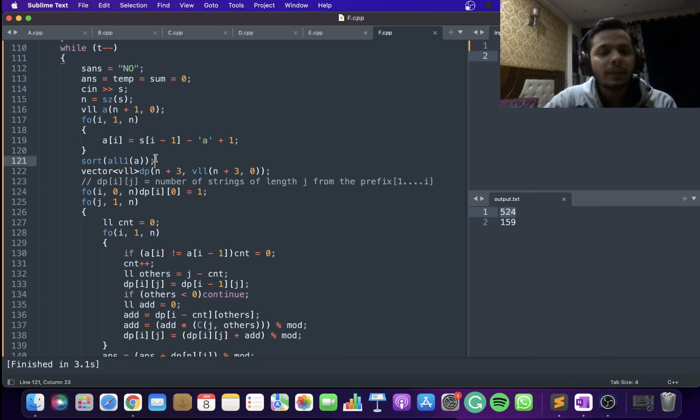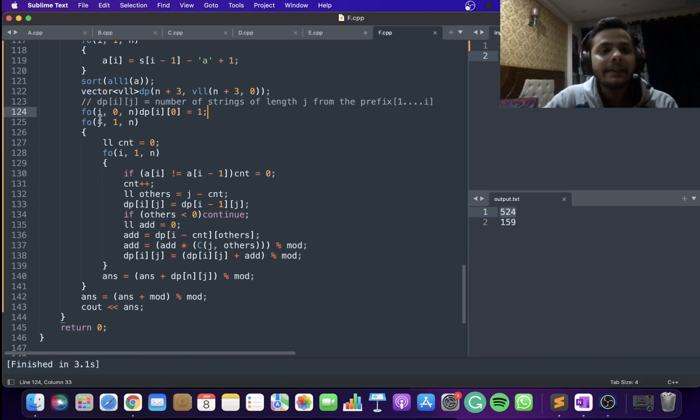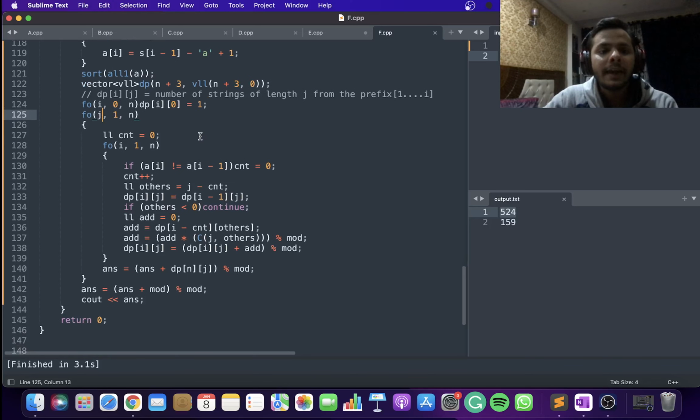Then I sort my vector, and I create a DP array, DP n comma n, where DP ij stores the number of strings of length j from the prefix of length I. The base case is simple. If j is equal to 0, that is, if the length of the string is 0, then it doesn't matter which prefix I am at. DP of I, 0 is just going to be 1, which is the empty string, right? So it's just going to be one string. Then I iterate for j from 1 to n, and I also iterate for count from 1 to n. I initialize count to 0. I'm just maintaining this count.